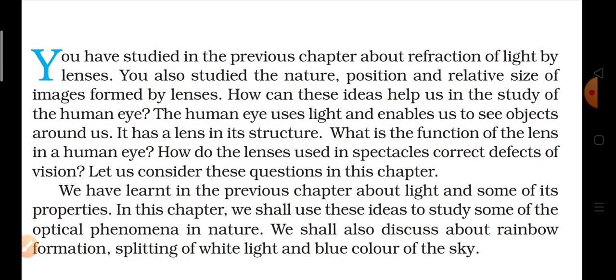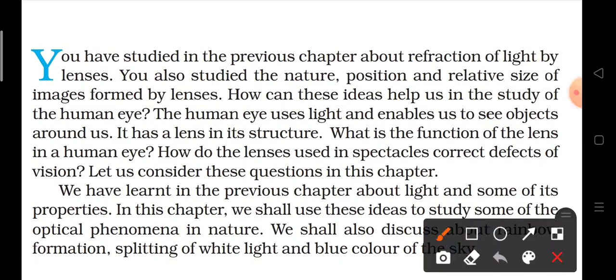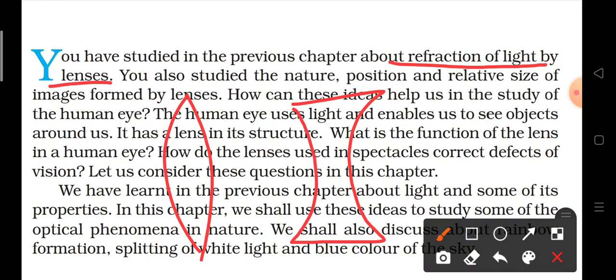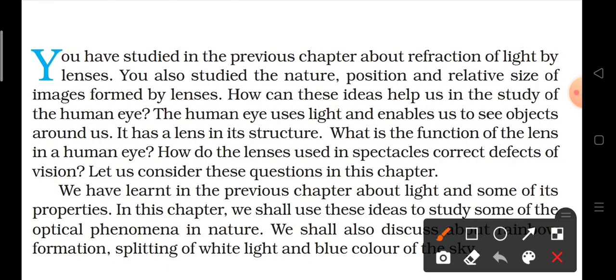So, in our last chapter, we have studied about convex and concave lens, and in that we have studied about refraction of light by those lenses. There are two types of lens we have studied: convex and concave. So in this chapter, you have to study the nature, position and relative size of the image formed by the lenses.